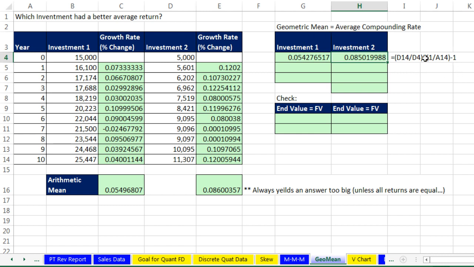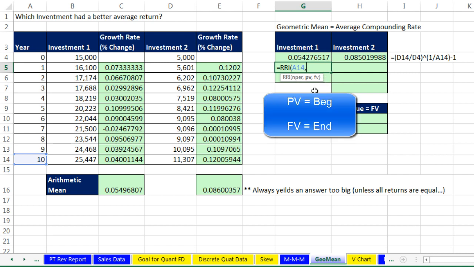Now, that's a pretty complicated formula. There is a brand new awesome function in Excel 2013 and later called equals RRI. And it wants the total number of periods, which is our 10, comma, and then it calls it present value and future value. The present value was the original amount invested, comma, the future value is the amount that we got after 10 periods.